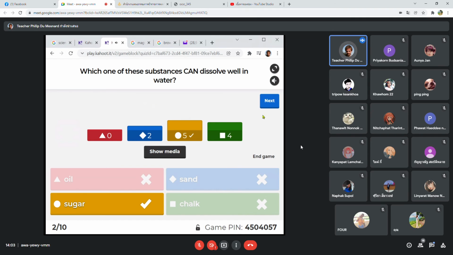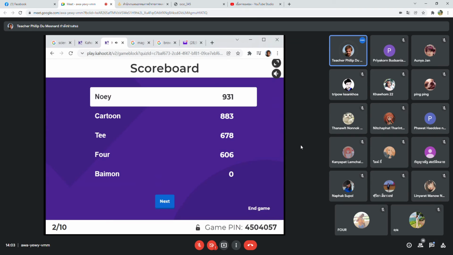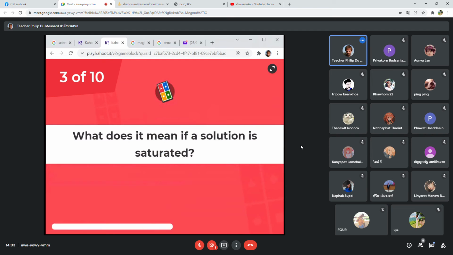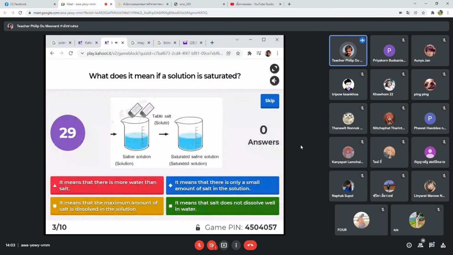Wow, very good. 5 students are right. Oh, 4 is doing better. Baimon is doing better, and Kao Mai is doing better. Cartoon and Noi stay in 1 and 2. Okay, saturated. What does it mean to be saturated?